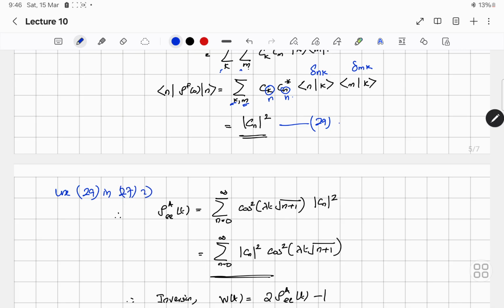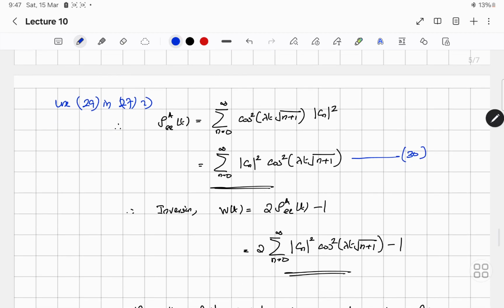So you can use this equation number 29 in equation number 27. Then rho_AE(t) is the sum over n equal to 0 to infinity cos square of lambda t square root of n plus 1 mod C_n square, or I can write sum over n equal to 0 to infinity mod C_n square cos square of lambda t square root of n plus 1. Let this be my equation number 30. And finally the inversion. The inversion is W(t), it is 2 times rho_e(t) minus 1, it is 2 sum over n equal to 0 to infinity mod C_n square cos square of lambda t root of n plus 1, minus 1.